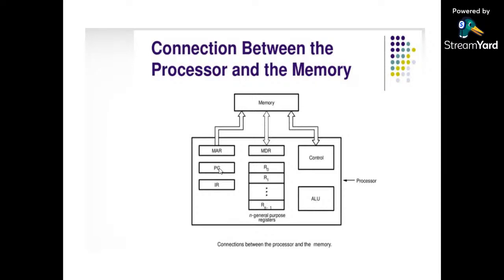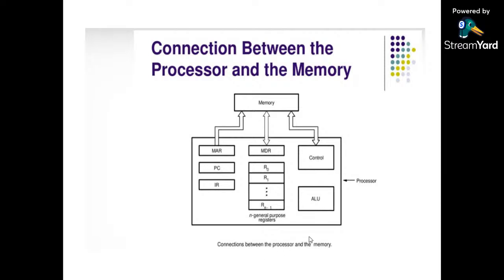Then there is something called the instruction register. What is the instruction register? Whatever instructions are brought from memory to the processor are stored in a register known as the instruction register. Whenever we fetch any instruction from the memory to the processor, that instruction is forwarded to the instruction register where it is decoded, and then the remaining execution process takes place within the processor.